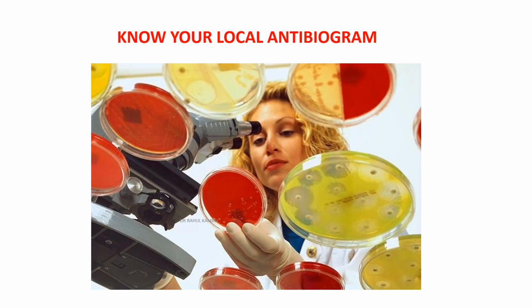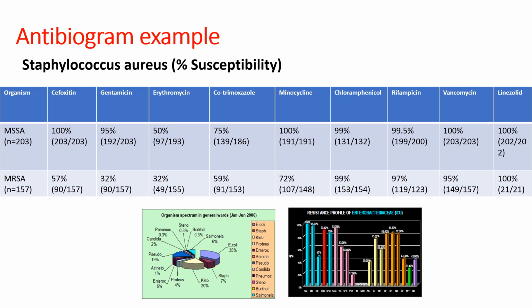The most important thing is to know your local antibiogram, the antibiogram of the local healthcare setting of the particular geographical area. This is how the antibiogram looks. We have the different sensitivity patterns of particular organisms against different groups of antibiotics. We get to know the frequency of isolation of different organisms from different clinical samples, and we get to know the sensitivity pattern of the organisms against different antibiotics.